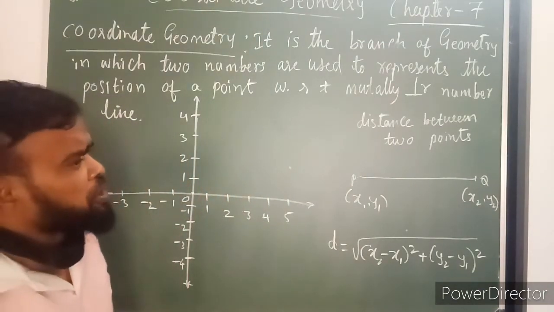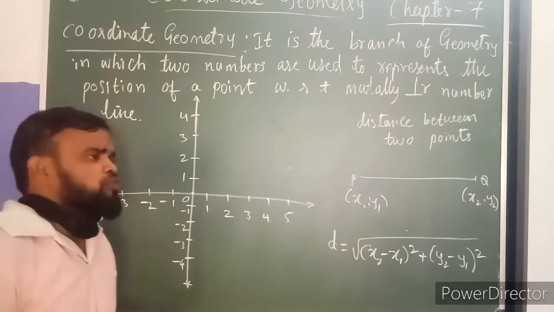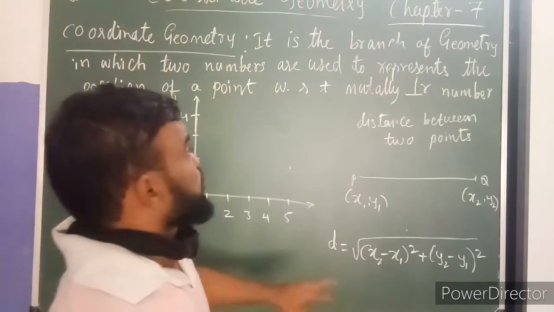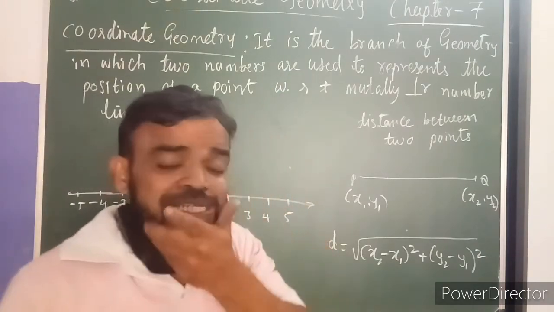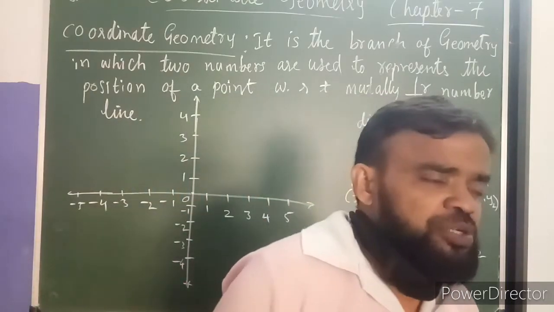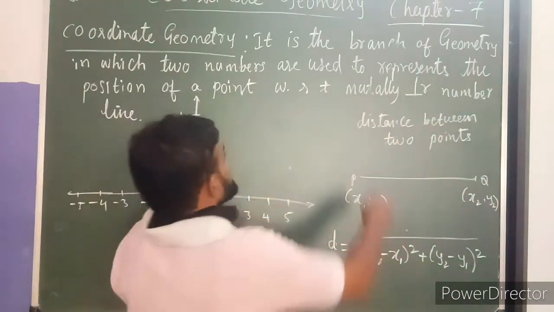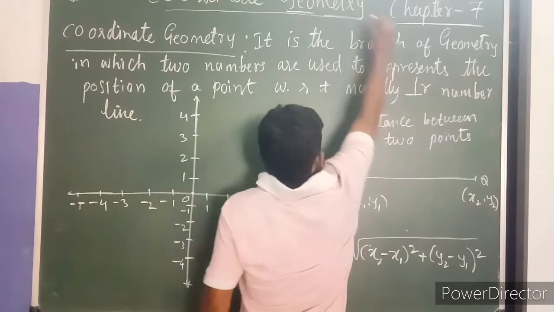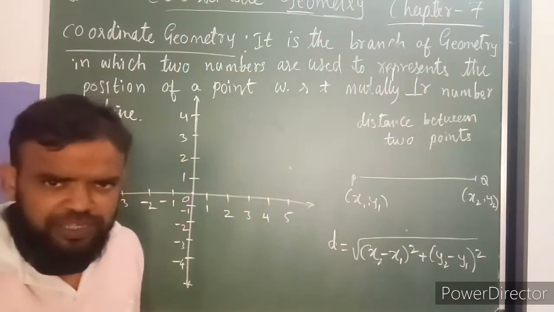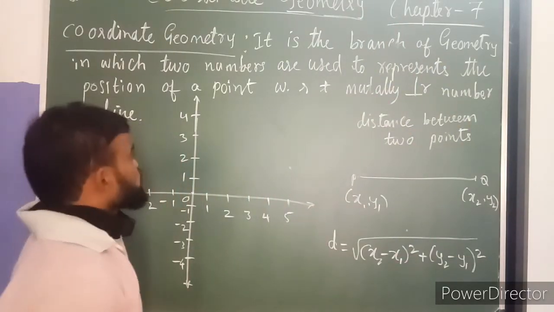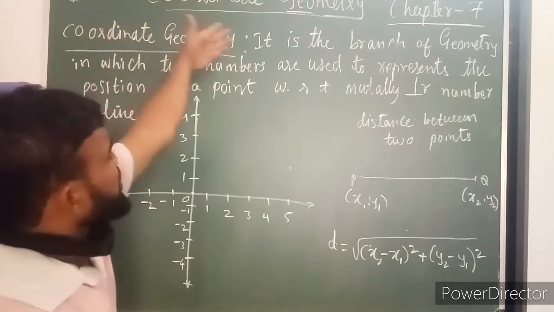What do you mean by coordinate geometry? Geometry you already know. Geometry means earth measurement. Geo means earth and metry means measurement. We are taking a measurement. So here this is coordinate geometry.